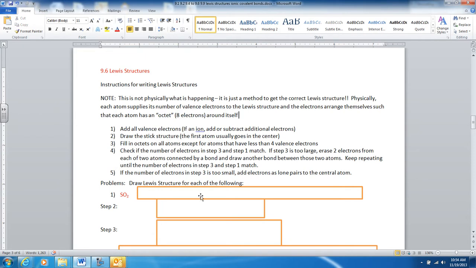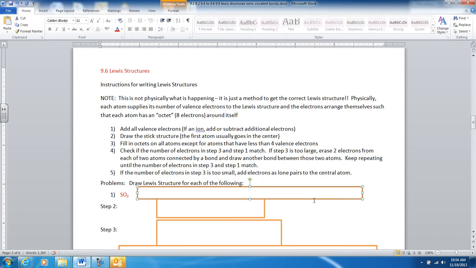These are instructions, and it's important. These are just instructions on how to get the right structure. It's not how this actually happens, because we're going to be taking away electrons and putting in bonds. These electrons that we erased, they were never there. This is just a method to get the correct Lewis structure. One of the things is you have to have all your valence electrons in the Lewis structure.